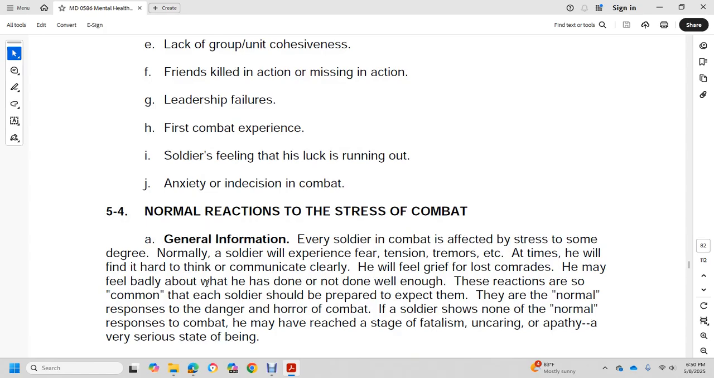Each soldier is affected by the stress of combat to some degree. Normally a soldier experiences fear, tension, tremors, etc. At times he will have a hard time thinking and communicating clearly. He will feel grief over the loss of comrades. He may feel badly about what he has done. These reactions are so common that each soldier should be prepared to expect them.